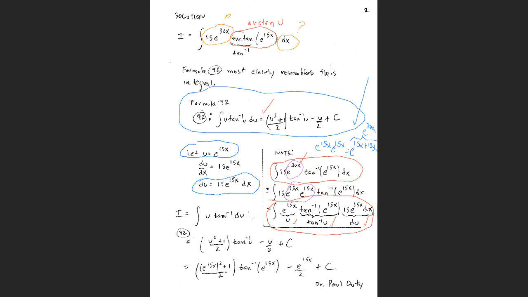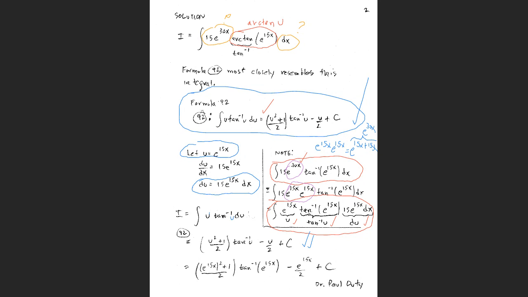Okay, so formula 92 was good. But remember, see, there's no u squared there, right? There's just a u to the first power. So formula 92 is good, and now we apply it. Formula 92 gives the antiderivative of u times the arctangent of u du, right? There's the antiderivative right here.